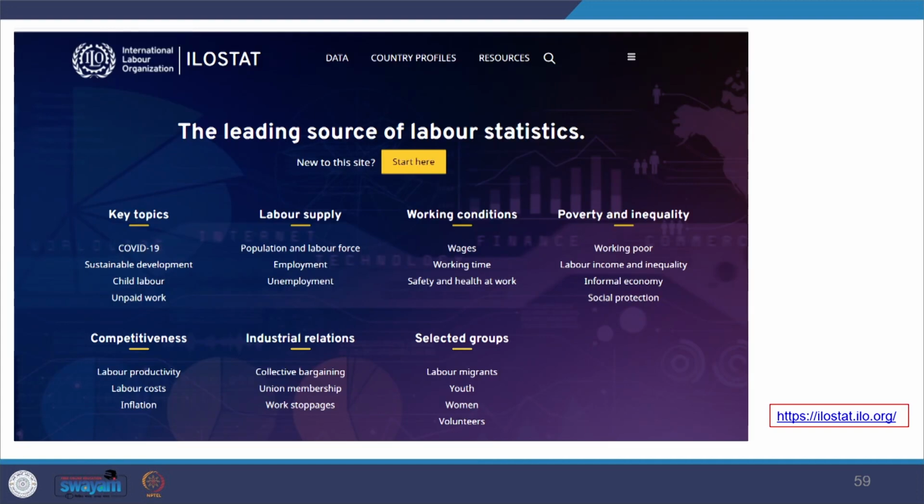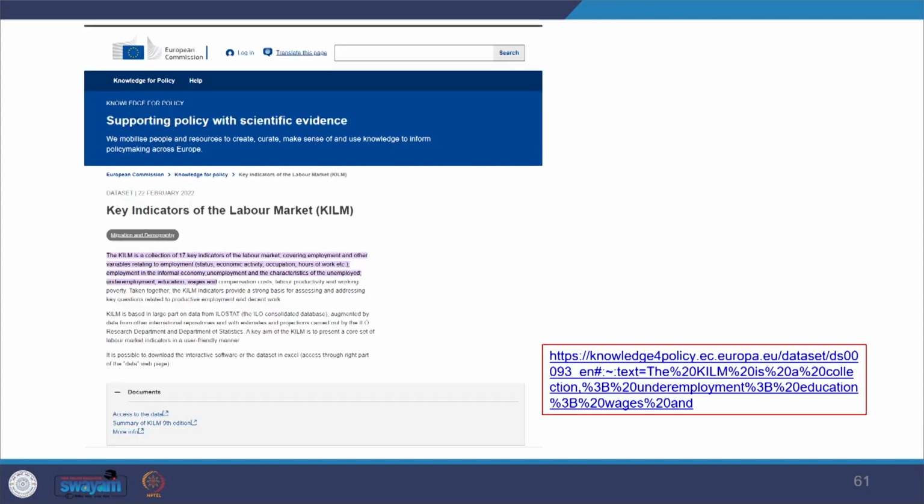So we have already seen the ILO, and then you also have ILOSTAT, which provides updated labor data, and they are using 100 indicators and capture data from 165 countries. So I've given you that link as well to explore.